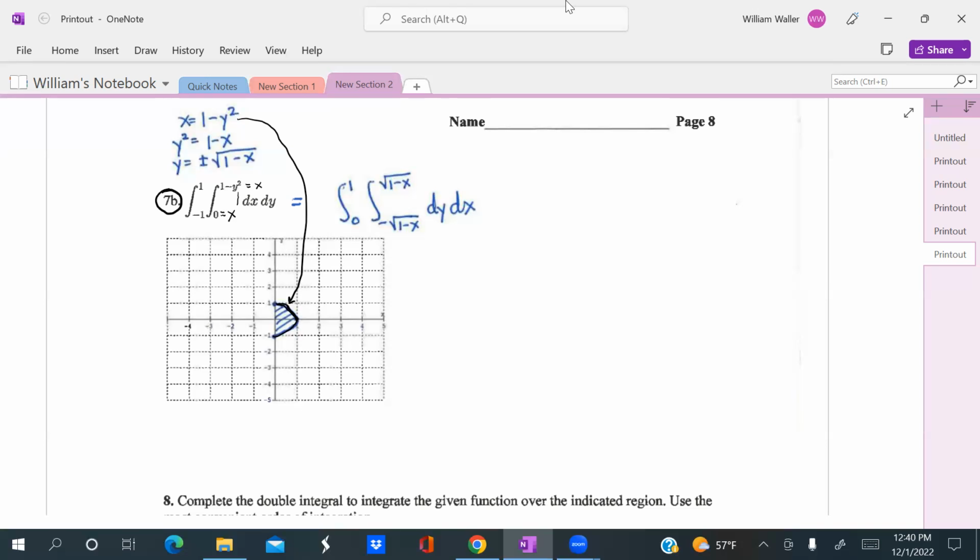So if we think of that as a vertically simple region, then our limits of integration on y are pretty obvious, right? You're going from y equal the bottom curve, which is minus the square root of 1 minus x, up to y equal the top curve, which is the positive square root of 1 minus x. And then x, of course, is just running 0 to 1. So with a little bit of algebra, we can easily switch the order of integration.